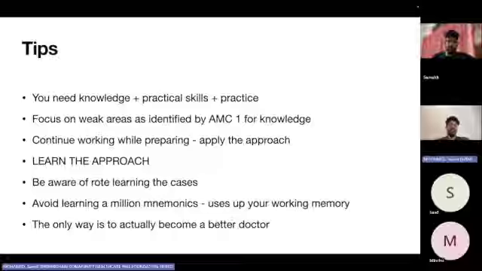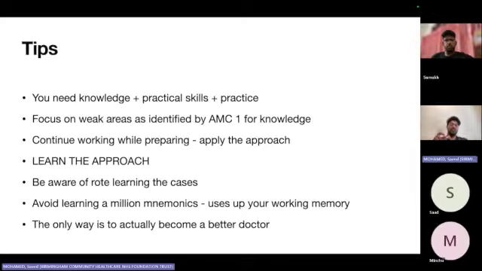And please continue working while you're preparing for this exam, because that gives you an opportunity to apply what you are learning. And when you apply what you're learning, you make it a habit. It makes it so much easier for you to go to the exam and literally do what you have been doing throughout the number of years that you have taken to prepare for this exam.